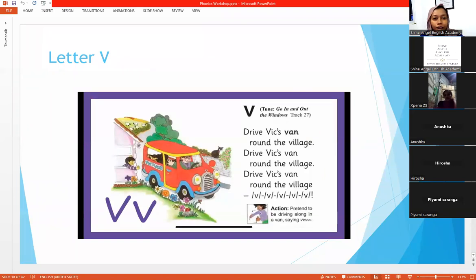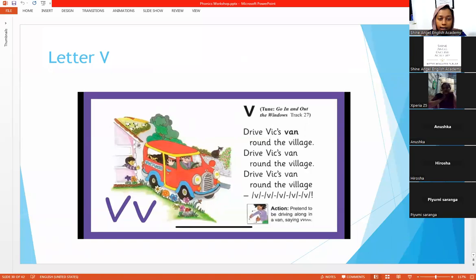Okay, here, letter V. Now remember, when we use the letter W, we said work. Here it's like you're driving a van, right? Drive big van round the village. Drive big van round the village. Drive big van down the village. Sorry.